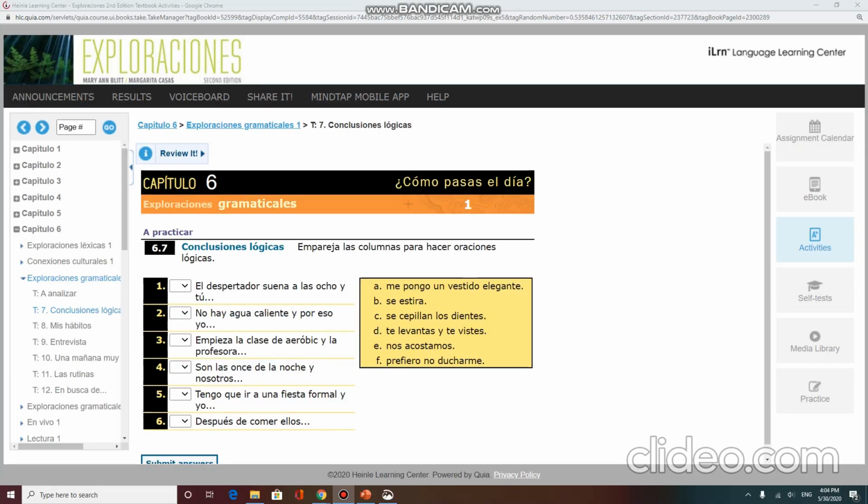Let's try another activity. Conclusiones lógicas. Dice, empareja las columnas para hacer oraciones lógicas. Tú vas a empezar, emparejar esta columna con esta columna. Now here, again, I'll ask you to pause the video, and then when you're ready to move on, we'll go through the answers together. Bueno, repasemos juntos.